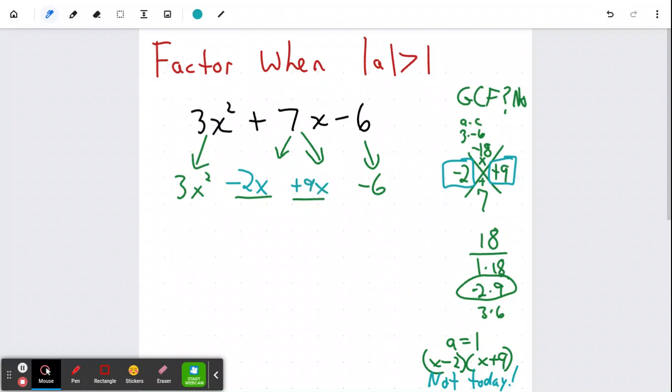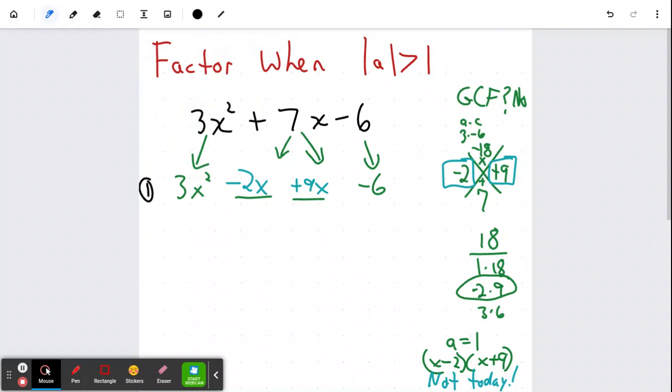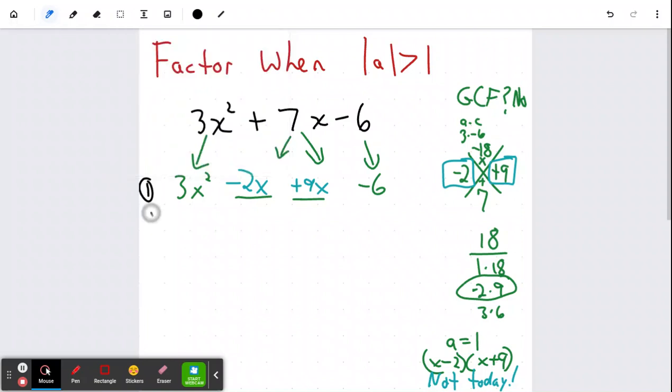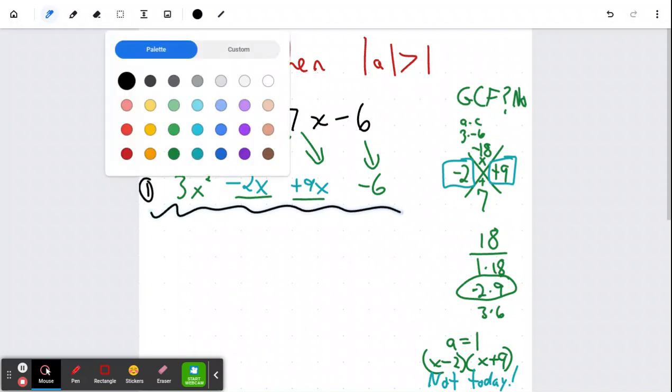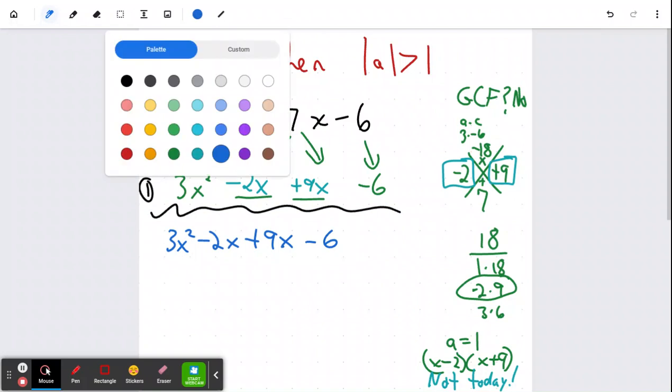So that's our first step. That's step number 1. Step number 1 is breaking that up into 4 terms. Now we're going to begin our second step. And here's what we do with that second step. Now we're going to take that 3x squared and that minus 2x and that plus 9x and that minus 6. And we're going to split that.